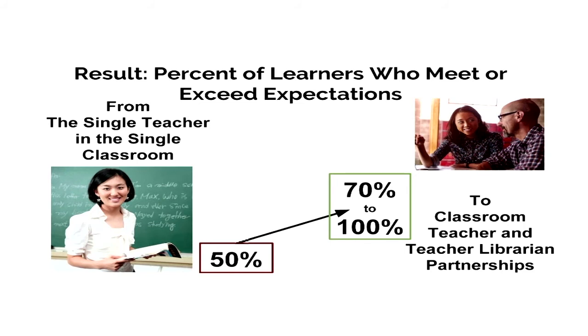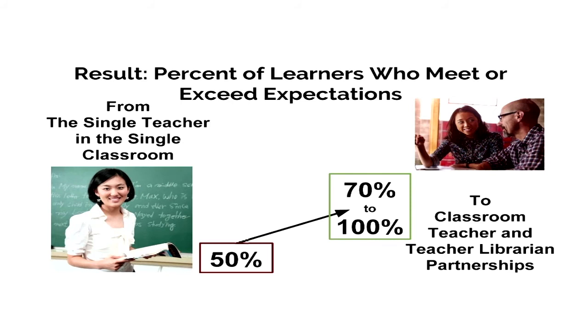So in a previous research project that I did a couple of years ago in 12 schools from elementary through high school, we asked 2,200 teachers, you know, when you're teaching alone and you have a set of objectives, what % of your kids actually achieve or exceed your expectations? And the answers hovered around 50%.